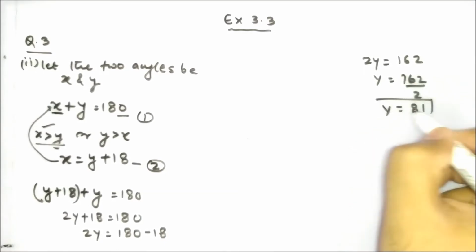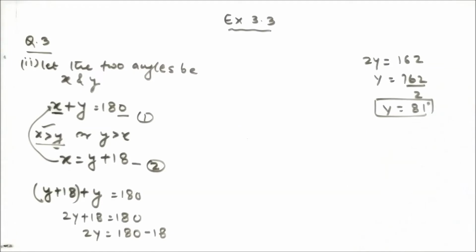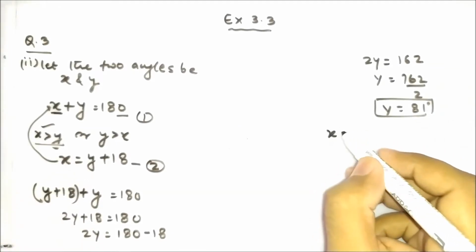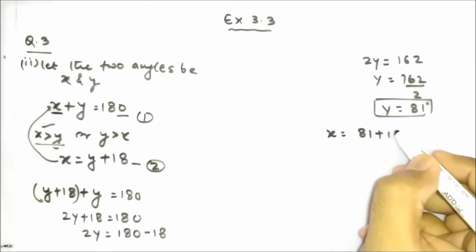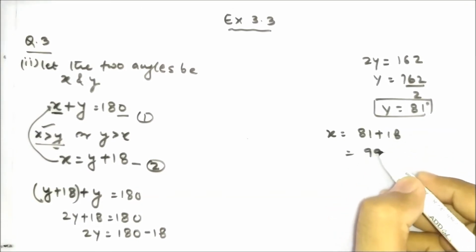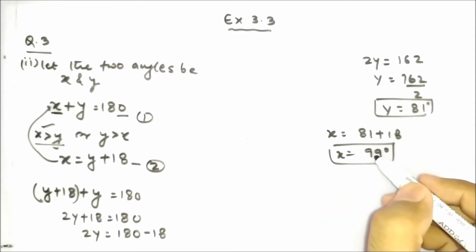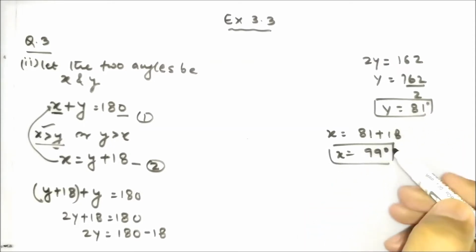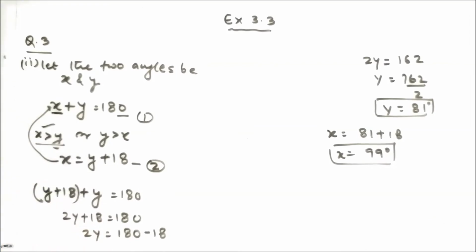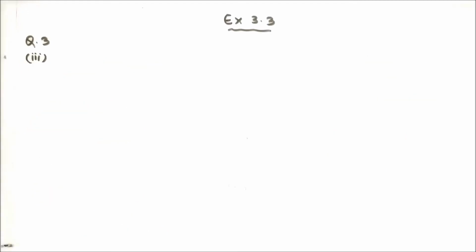So the value of y is what? 81 degrees. Now if you put the value of y in the second equation, we will get x equal to 81 plus 18, that will give you 99 degrees. Okay, these are the two angles, that is 99 and 81. When you add both of these, you will get 180 degrees, meaning they both are supplementary angles. Okay, I hope you understood this solution. Let's move to the third part.